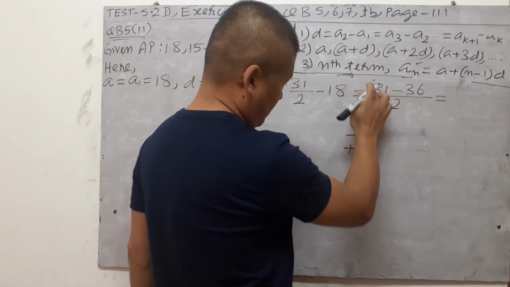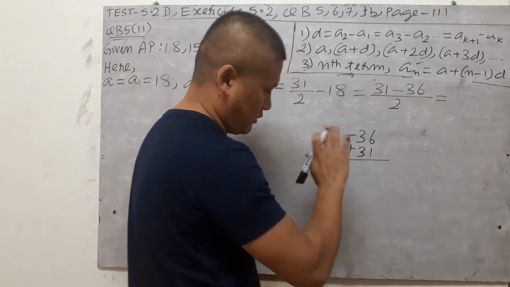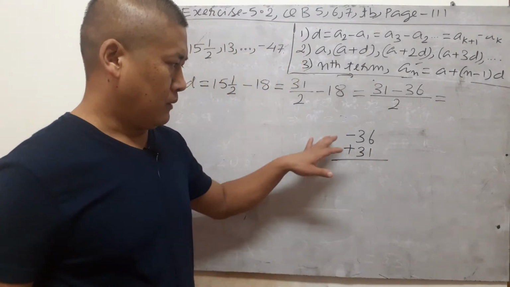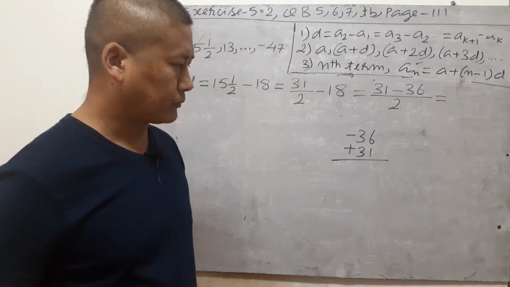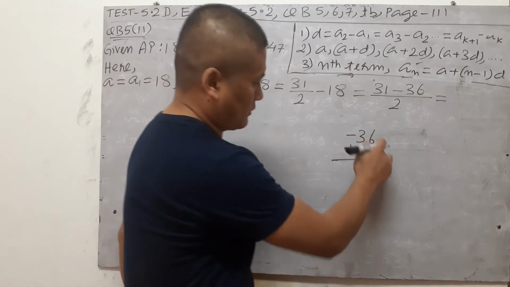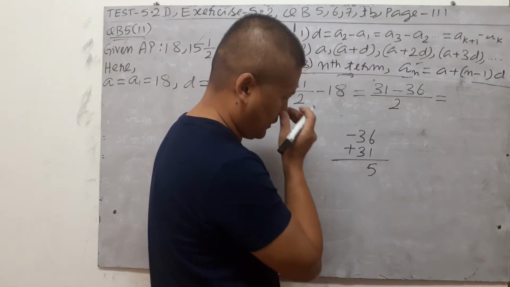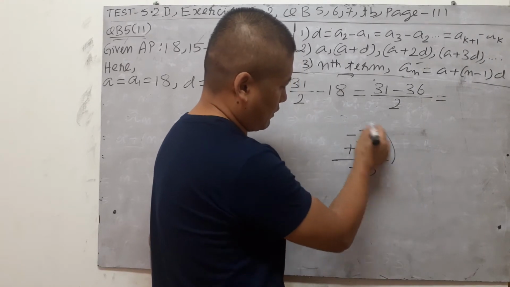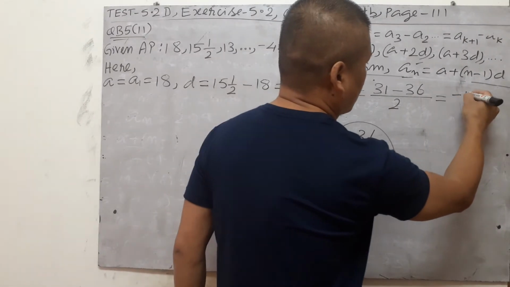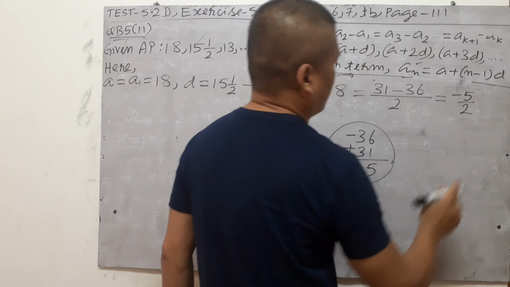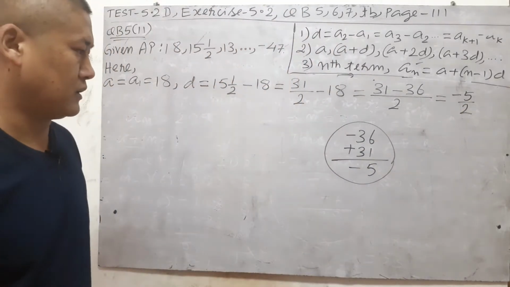Then here, no sign means plus 31. Always the smaller absolute value we put down. Minus plus means subtraction. So 6 minus 1 will be 5. That's it. And the bigger one is minus, so here also minus. So minus 5 by 2 is the common difference D.